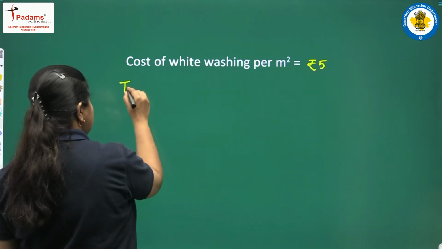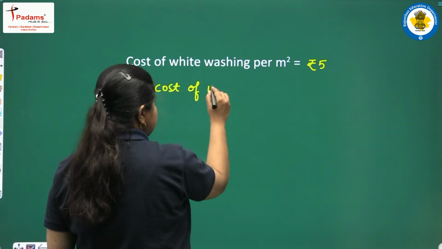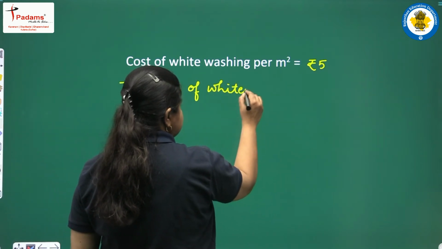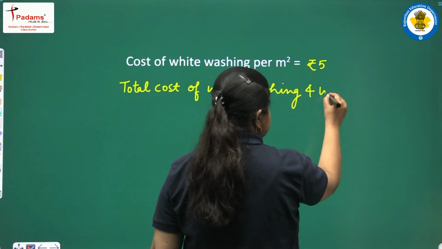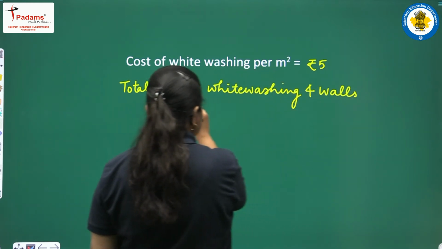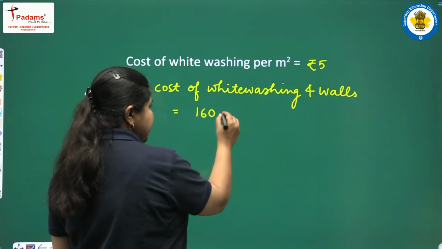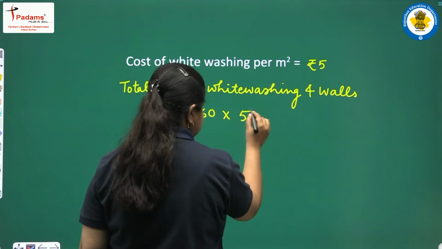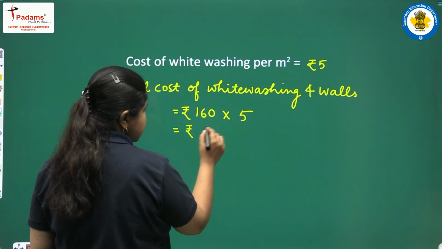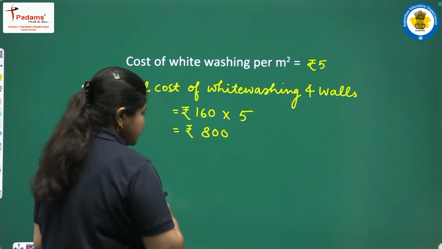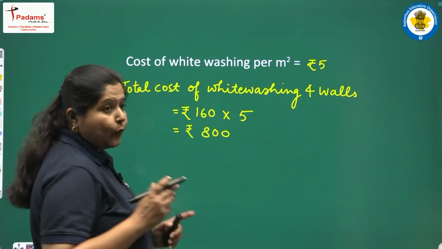So total cost of whitewashing four walls, it will be equal to area of 4 walls, which is 160 meter square, into this rate, which is 5 in rupees. We will get this cost in rupees. So it will be rupees 16 5s is 80 and 0. So rupees 800 will be the cost of whitewashing the 4 walls.